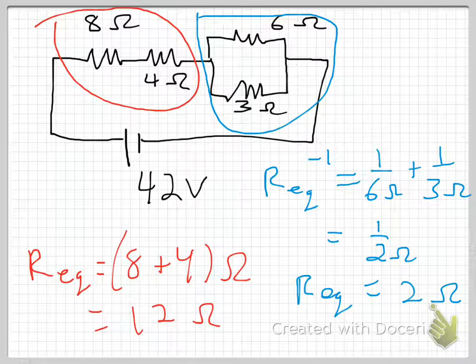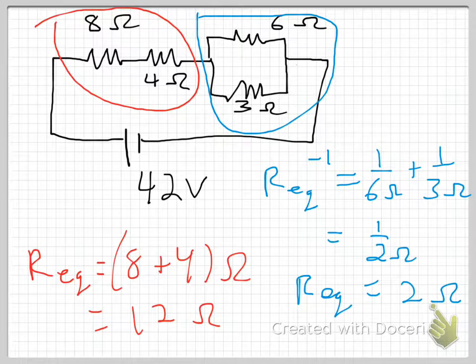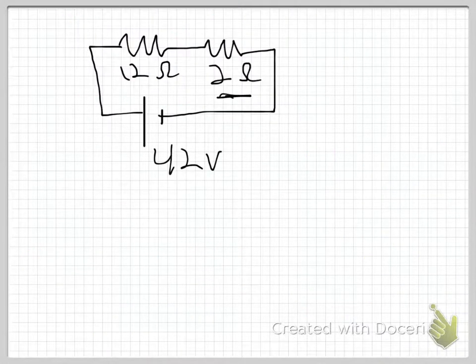What has happened here is the red loop, 8 ohms and 4 ohms in series configuration, has become this 12 ohm resistor. Now it's important to keep in mind that this is not the actual circuit. This is an equivalent circuit. In other words, if you're the battery, the current that you're producing is the same in this circuit as it is in this circuit. That's what we mean when we say equivalent. From the perspective of the battery, nothing has changed between this circuit and this circuit. Okay, and of course the blue loop, my parallel of 6 and 3 ohms, has become this 2 ohm resistor.